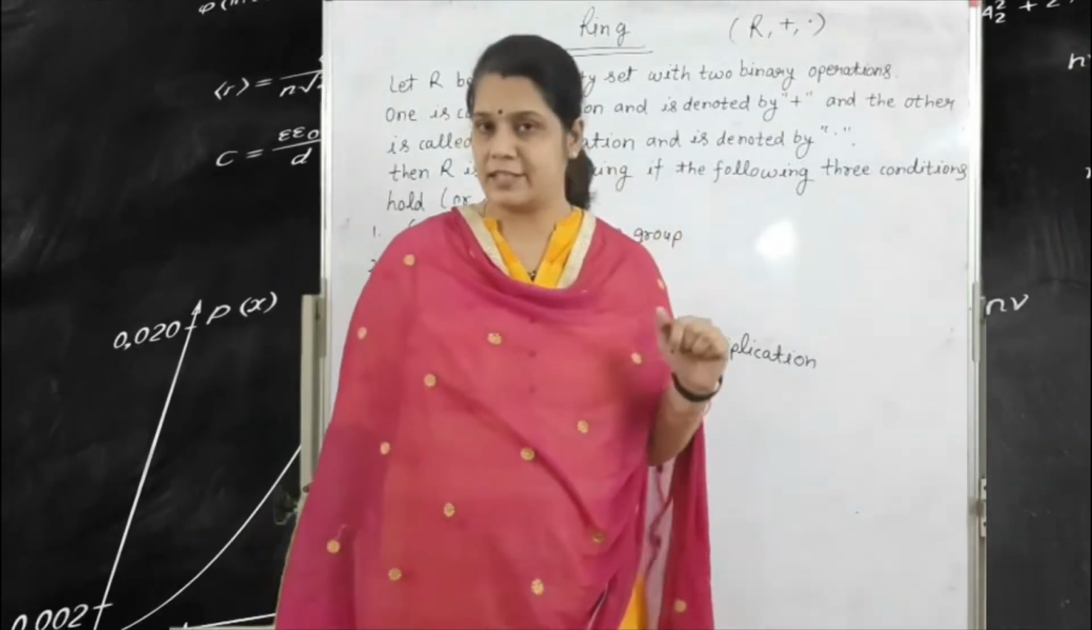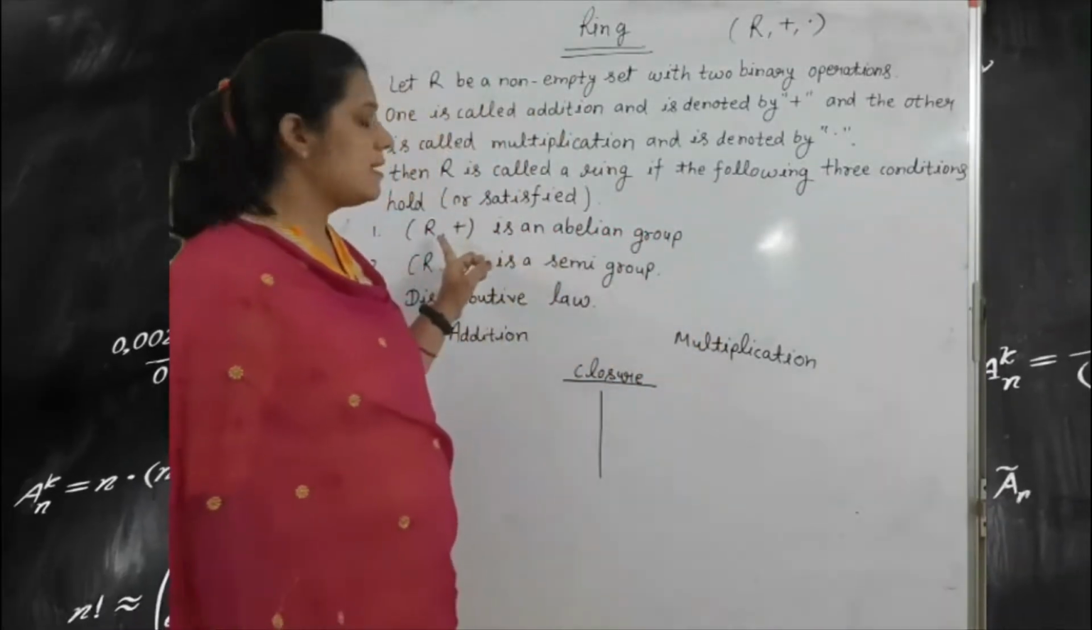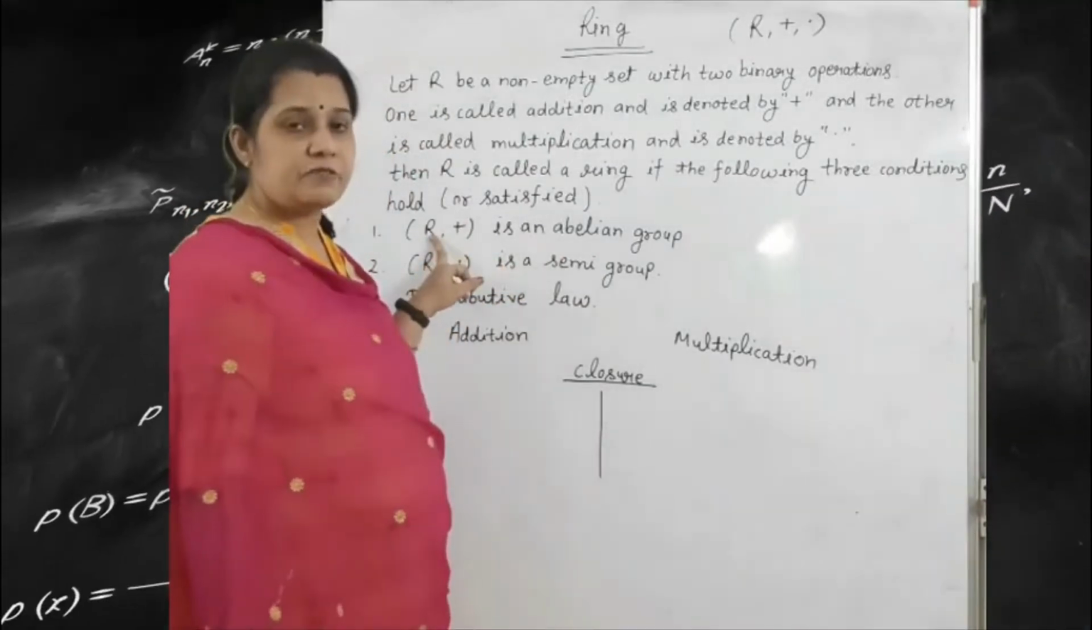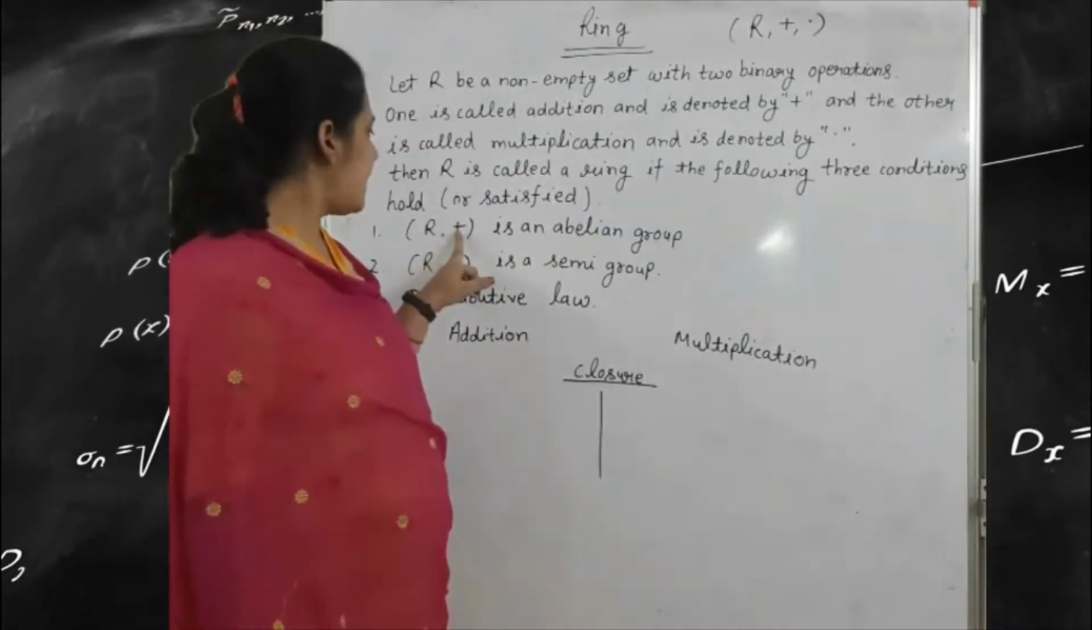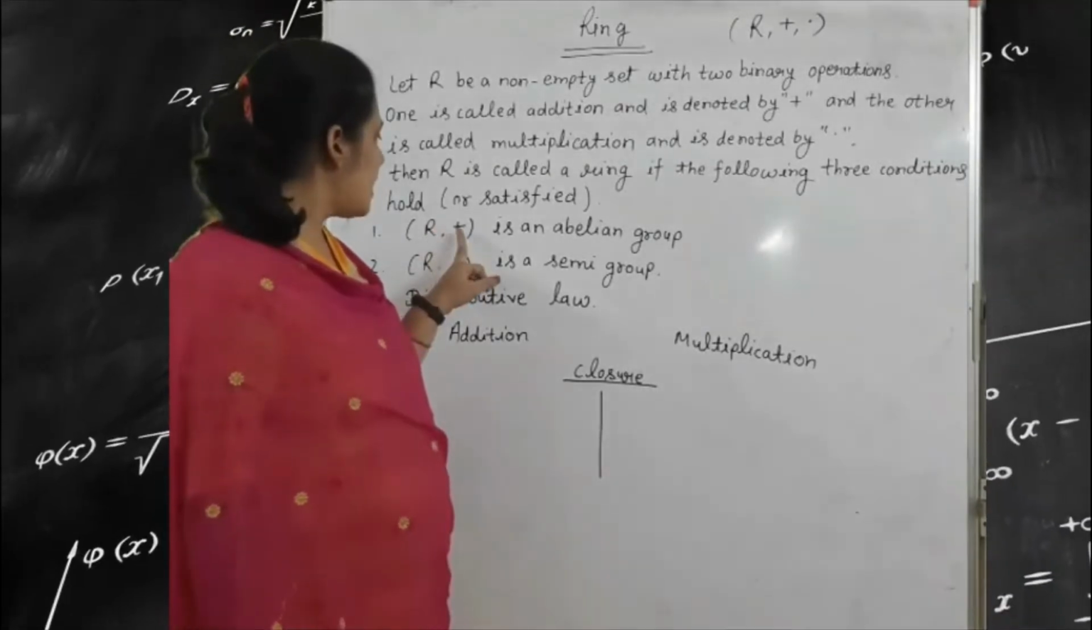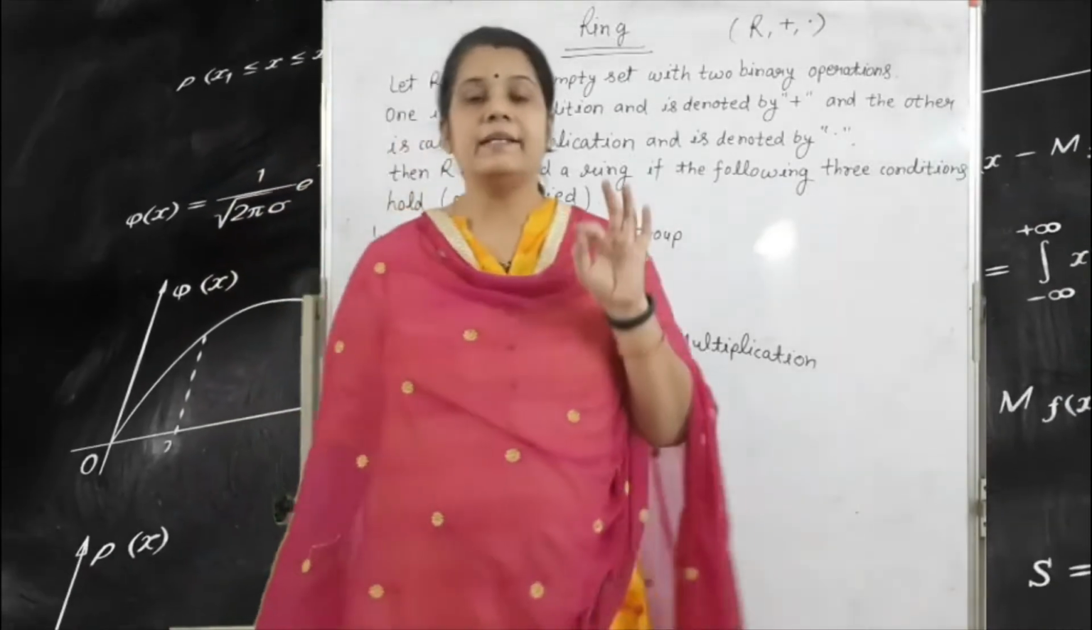So what are the three conditions? First condition is R plus, that means the set, any set given in our question, and the operator is plus, addition. So R plus is an abelian group.